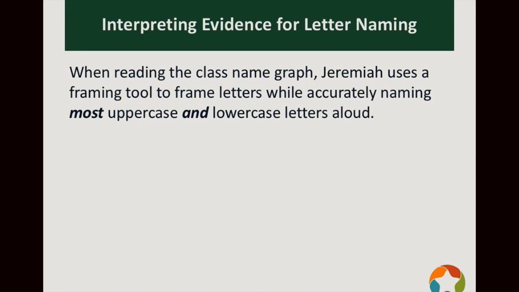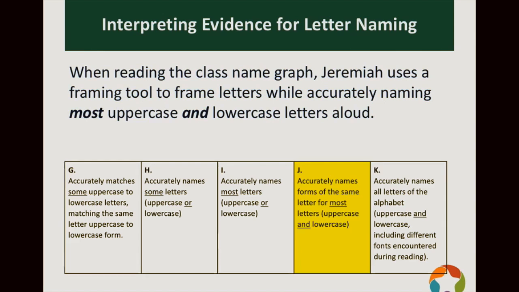Let's do another example for letter naming. When reading the class name graph, Jeremiah uses a framing tool to frame letters while accurately naming most uppercase and lowercase letters aloud. This is a nice activity where you can have all of your students' names listed and students can name the letters using a framing tool. Here is Jeremiah's skill along that construct progression. Skill step J, accurately names forms of the same letters for most letters, upper and lowercase.